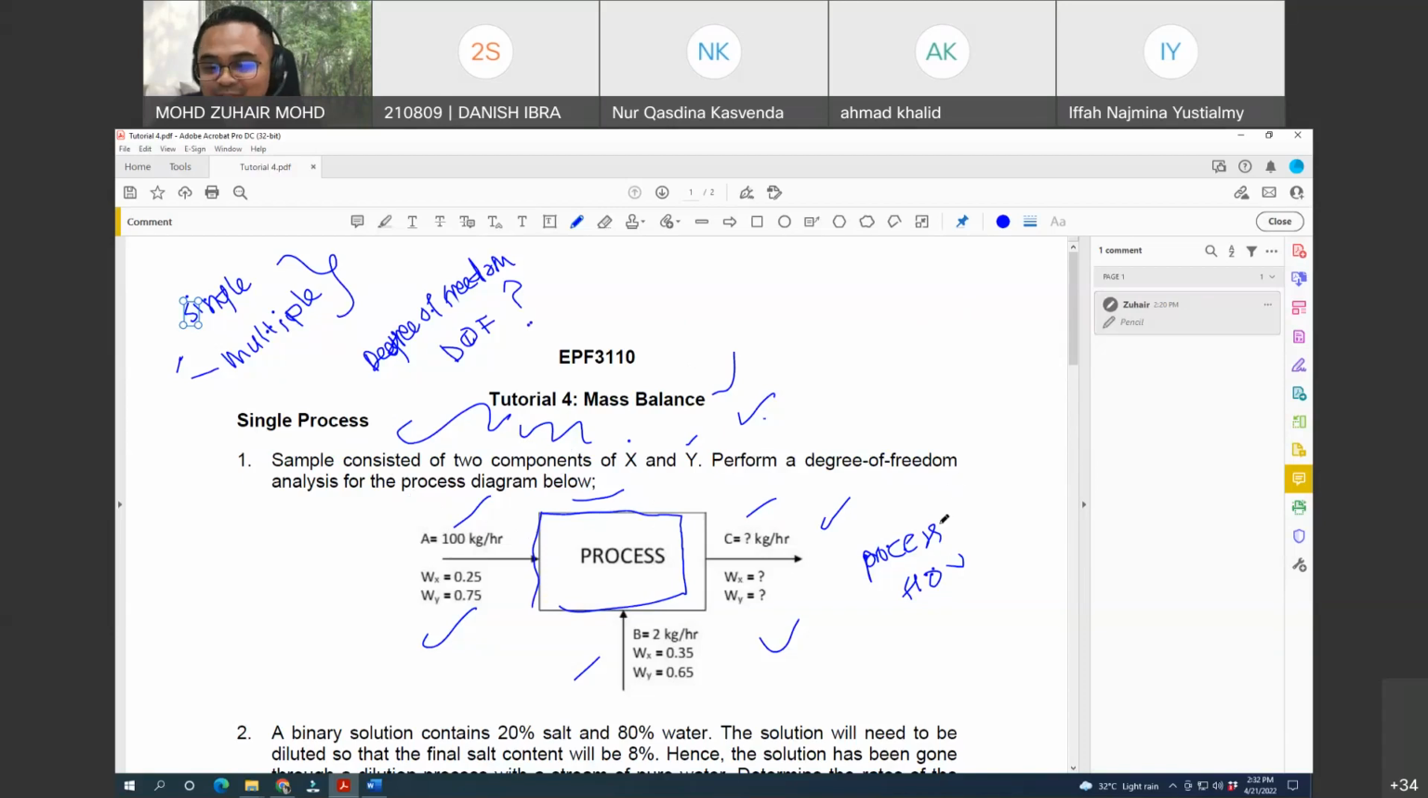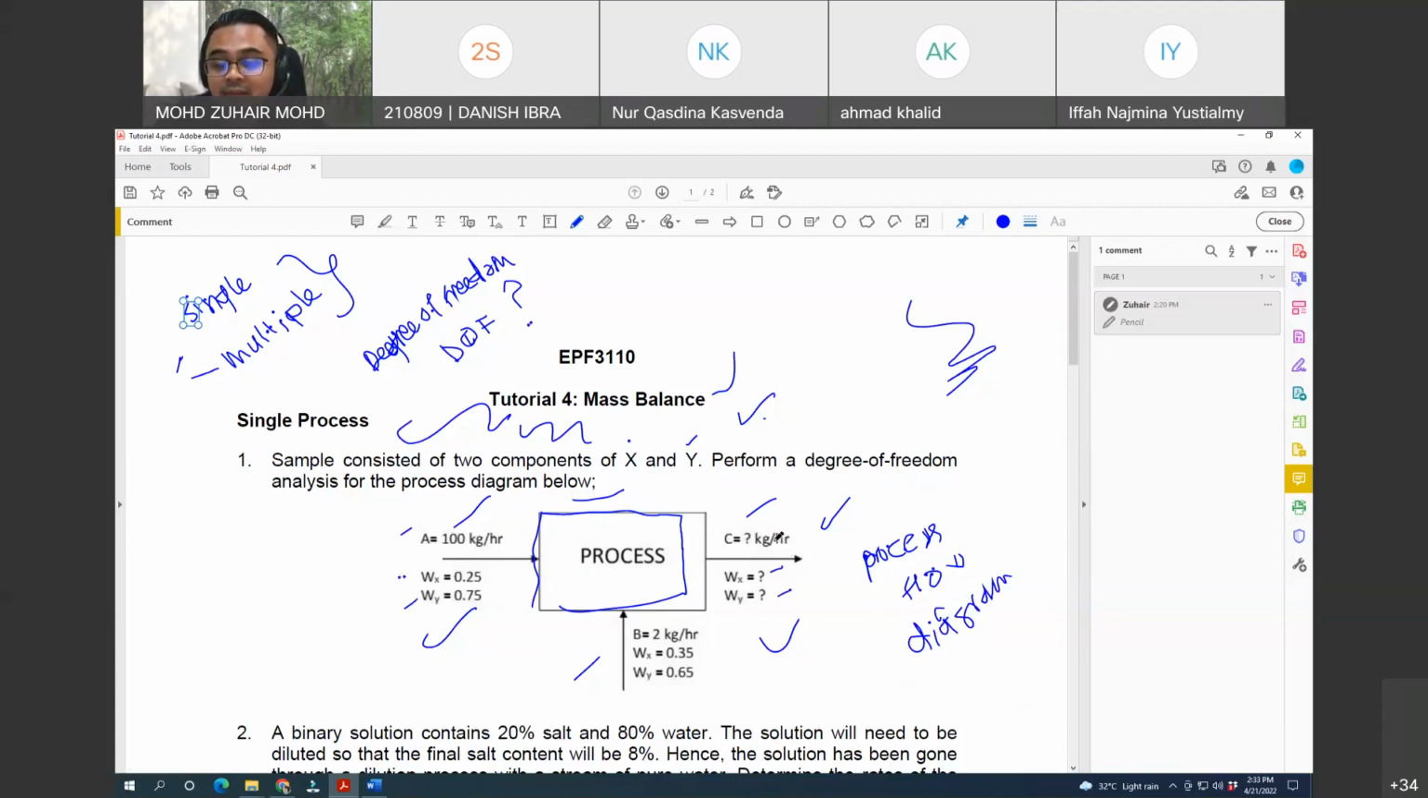Okay, so we come back to our discussion. Okay, sample consisted of two components X and Y. So this is the process flow diagram that we need to draw if it is not provided in the question, including all the information, including the mass balance and the mass fractions.